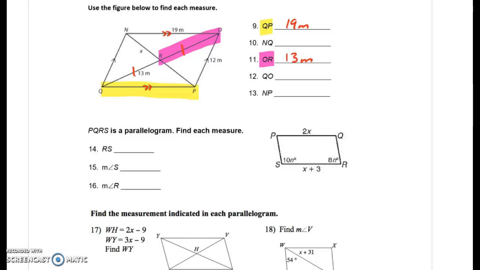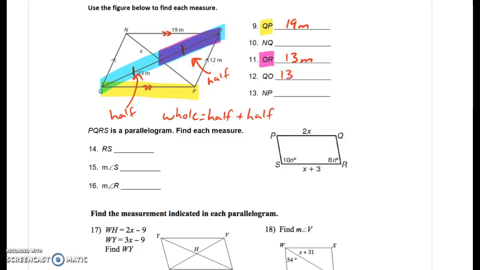QO. QO is the whole thing. So let's see. We have half and another half. QO is the whole. So remember, whole equals half plus half. Therefore, QO is 13 plus 13, which equals 26 meters. Your job is to solve NQ and NP. I'll be checking those when you're done.